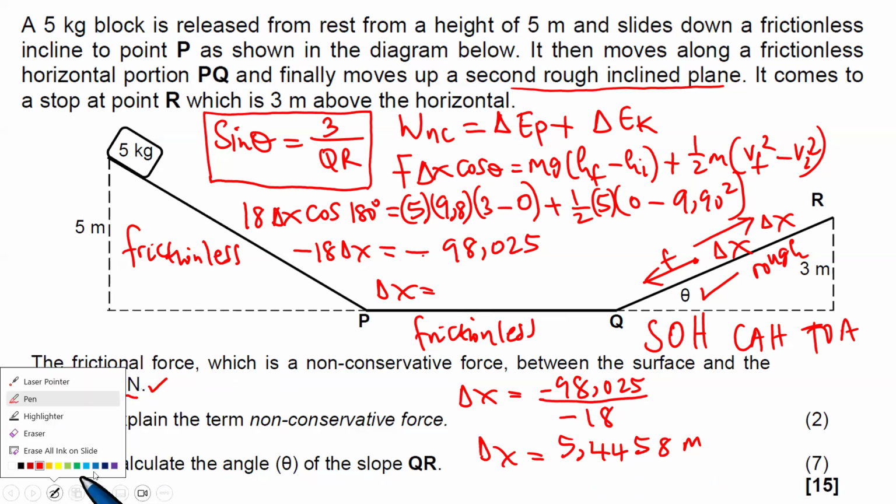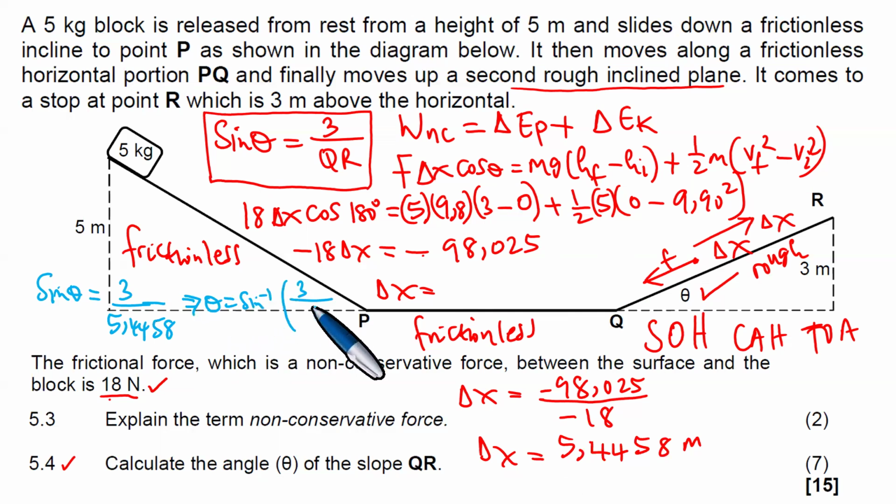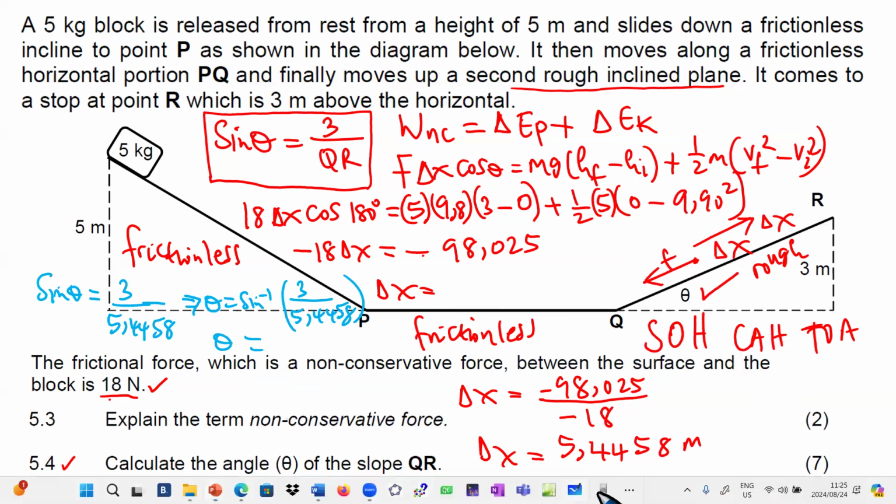And therefore, we know that the sine of theta is 3 divided by the delta x, which is 5.4458. So theta is arc sine of 3 divided by 5.4458. Use the calculator. Thank you so much for trying, Noah. That's what we like. Trying.